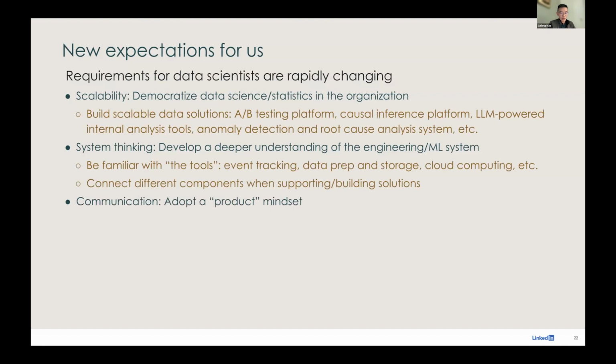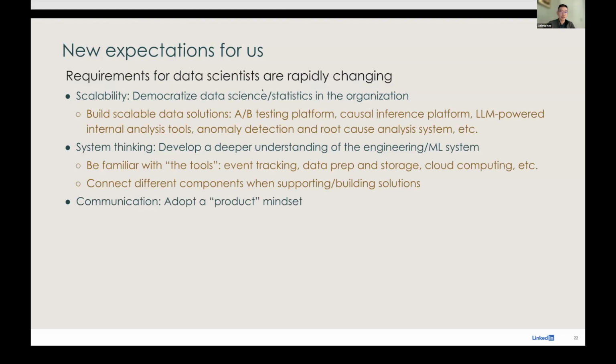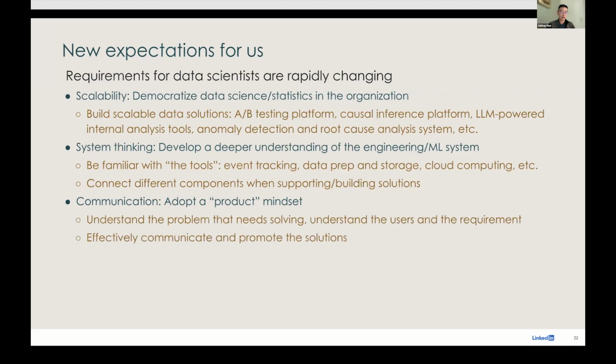The third one is organizational structure, and this is actually what a lot of data scientists find very challenging: how to actually sell the stuff you're building. Because if you think about the scalability solutions we're building, basically we're building our own product. So you need to sell that to other data scientists, to your partners, to the business owners, right? So what is really needed is a product mindset. Basically, we need a very deep understanding of the problem we need to solve, and we need to really understand what users need.